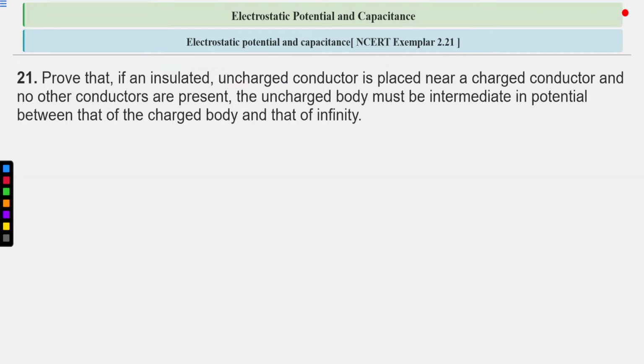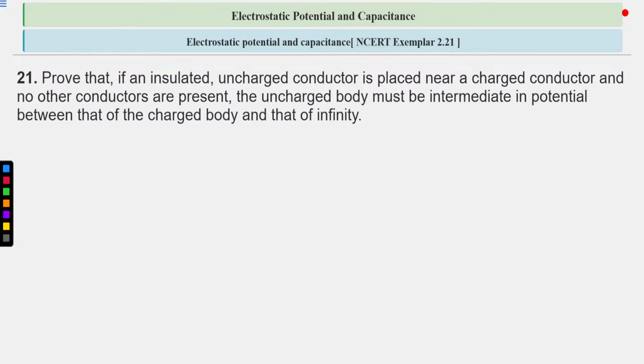So next question: prove that if an insulated uncharged conductor is placed near a charged conductor and no other conductors are present, the uncharged body must be intermediate in potential between that of the charged body and that of infinity.